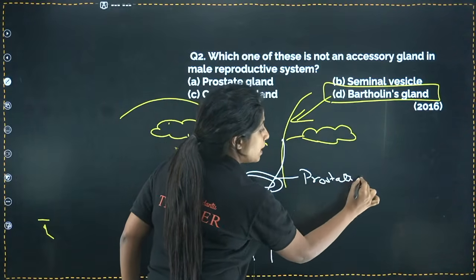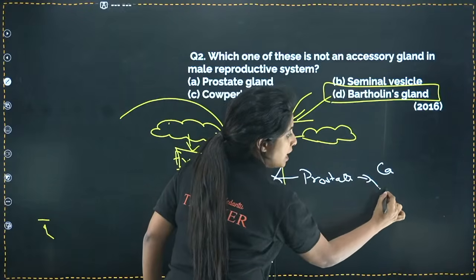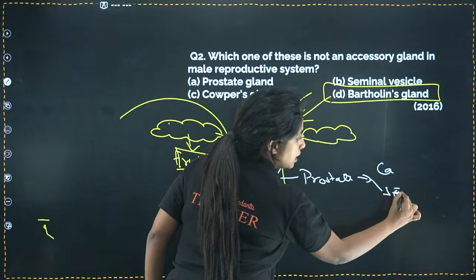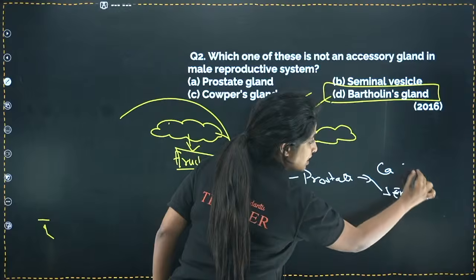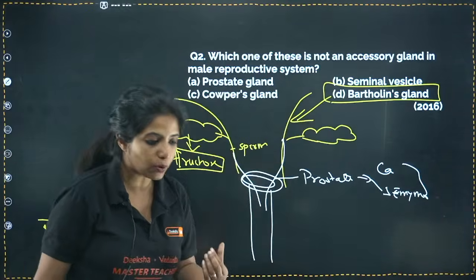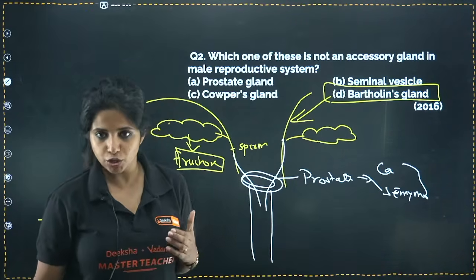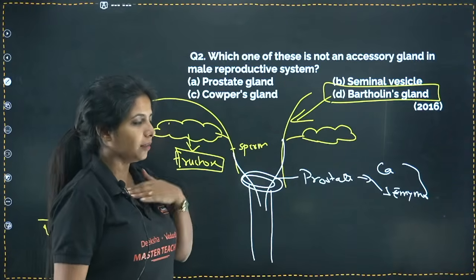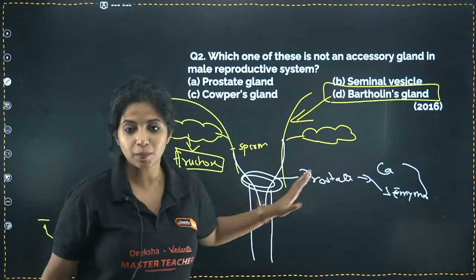What does prostate do? Basically gives 2 things. One is calcium, another one is some enzymes. Both of these things are super important for sperms to undergo the process of fertilization. Sorry. Okay, so that is about prostate.